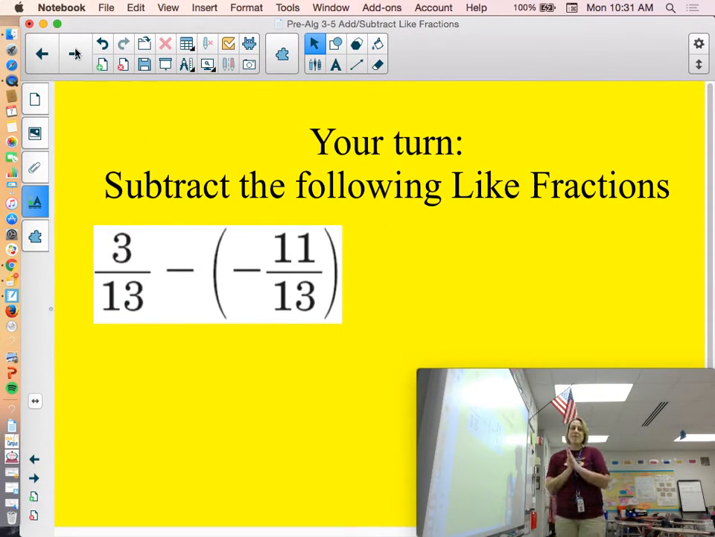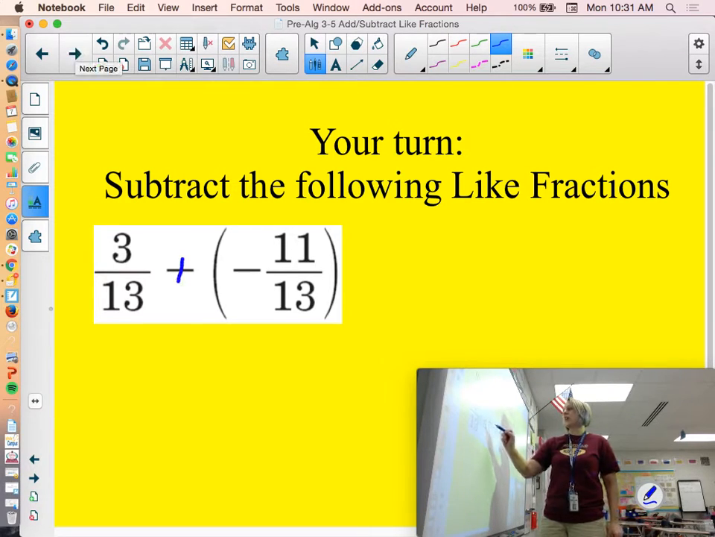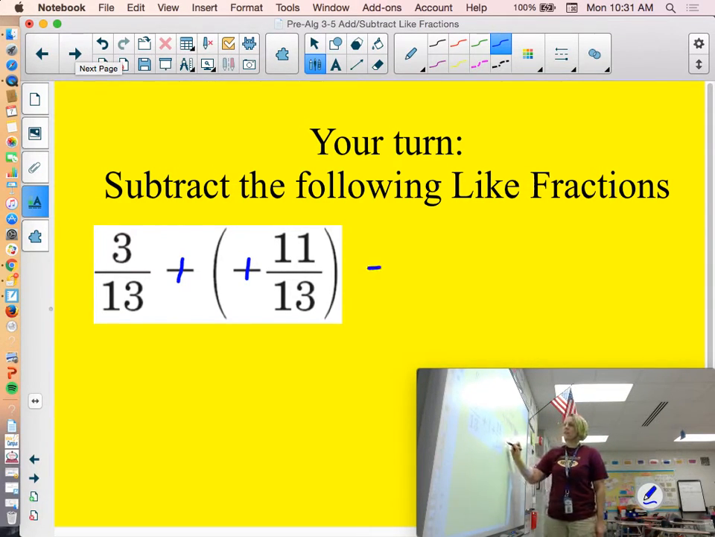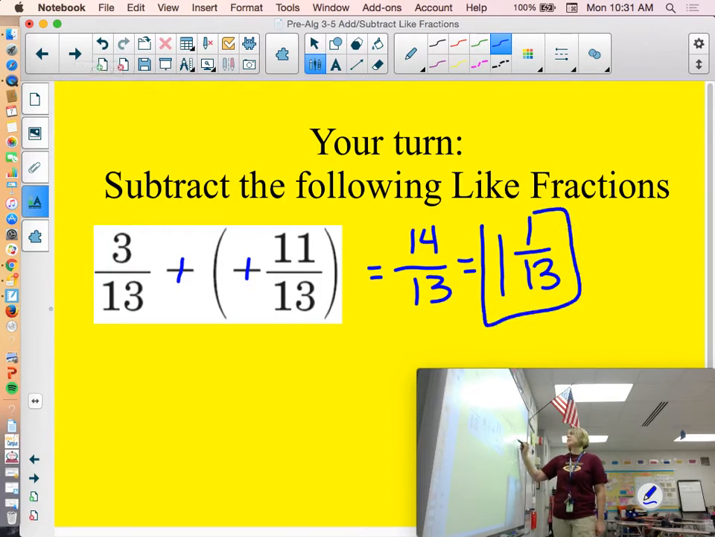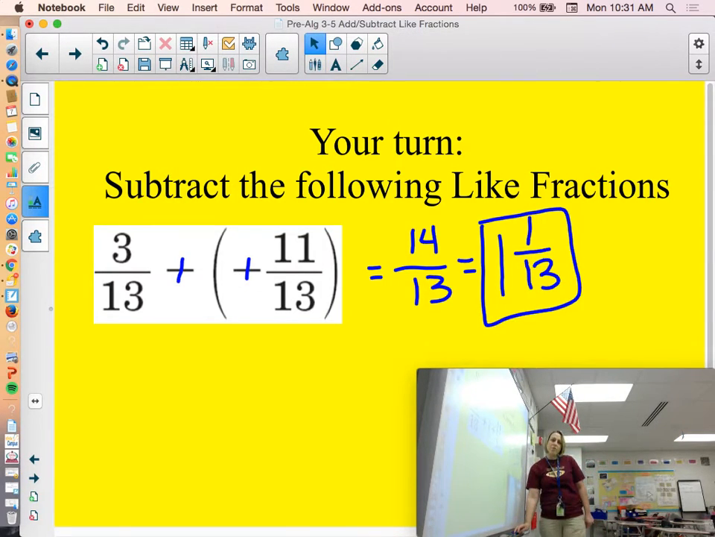Your turn. Try this one. Okay, so you should have done stay, change, change. And again, these can be added. 3 plus 11 is 14 over 13. But this time, hopefully you remember to simplify. You're going to get it wrong unless you simplify. 1 and 1/13.